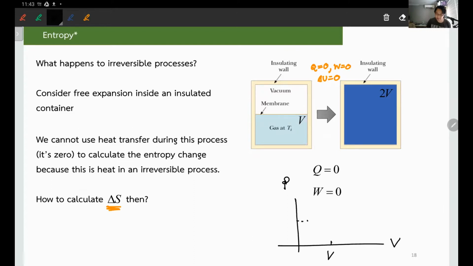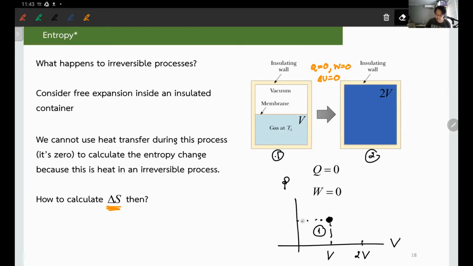And let's say it has some pressure. So this is point number one. Then it expands to twice as big, so that's 2V. The pressure must drop in half, right?